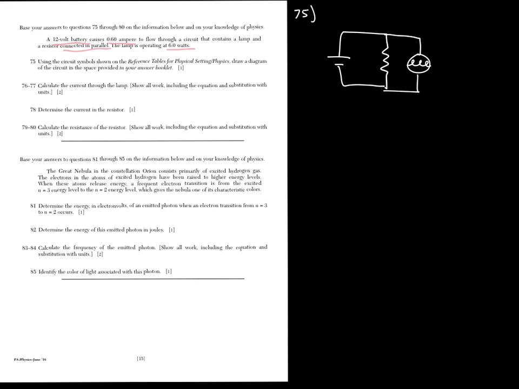So drawing like this will get you the point. Keep in mind, you don't have to label the parts for the point. Just keep it as is. That's all you need to draw is just the circuit symbols in the appropriate orientation. All right, that's 1 point for 75. 76, calculate the current through the lamp. Okay, so here we have voltage.